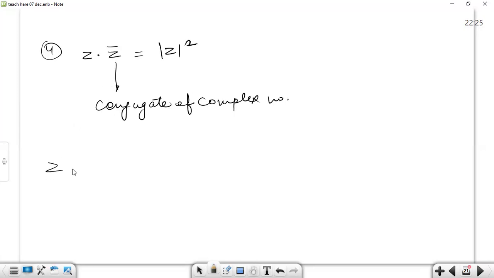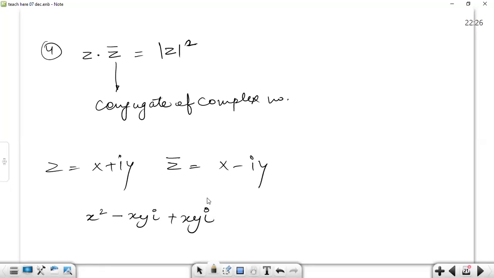Okay. Z is x plus iota y. Z conjugate is x minus iota y. Now let's solve for the left hand side. Let's multiply the both. X into x becomes x square. This into this becomes xy into iota. Then plus xy into iota minus y square into iota square. Iota square will make it positive. This cancels this. So this is x square plus y square.